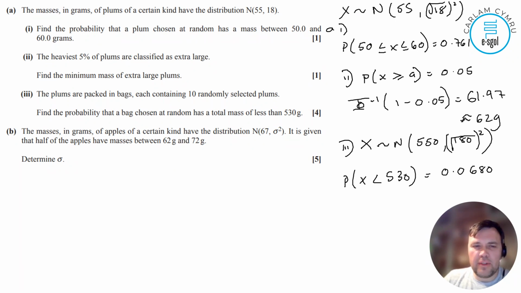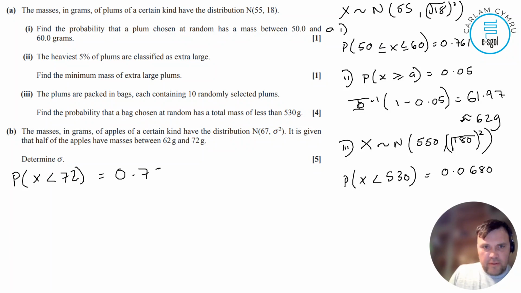Okay, so again, if it's half the mass between those values, then what you're looking at is the interquartile range. So I would then pick one of them. You can pick 62, which is going to be the area under the curve of 0.25 because 25%, or the 72, which is the one I prefer because then you're less likely to deal with negative numbers. In this case, I don't think you would either. So you would say that the probability that x is less than 72 is equal to 0.75.